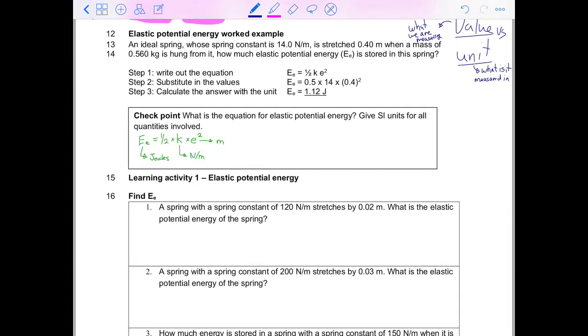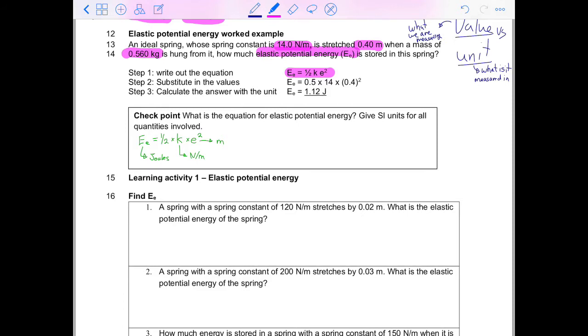So the worked example: an ideal spring whose spring constant is 14 newtons per meter is stretched 0.40 meters when a mass of 0.560 kilograms is hung from it. How much elastic potential energy is stored in the spring? So we're looking at the question, and we see how much elastic potential energy, so we know we need the equation for elastic potential energy. Your first step is to figure out which equation you need and to write down the equation. That's always 1 mark. If you can pick the correct equation, it's 1 mark. So always just write that down, and it's not even pulling anything out.